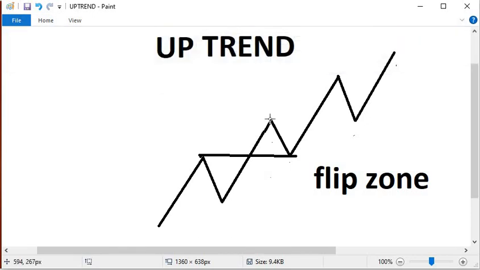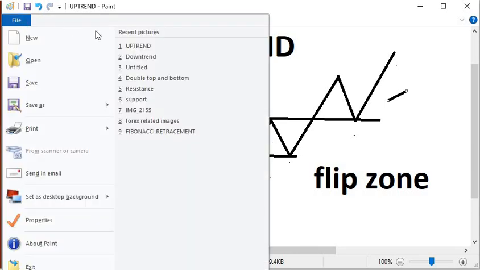Here, this area, this was a resistance, but the market broke it, went above it, and when it retraced back to this point, now it is acting as a support. So that's how we draw it in trending markets. Now let's move toward downtrend.